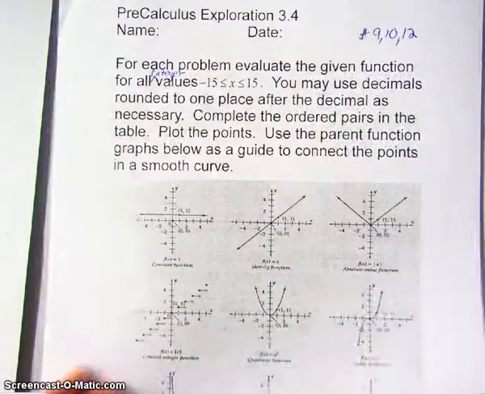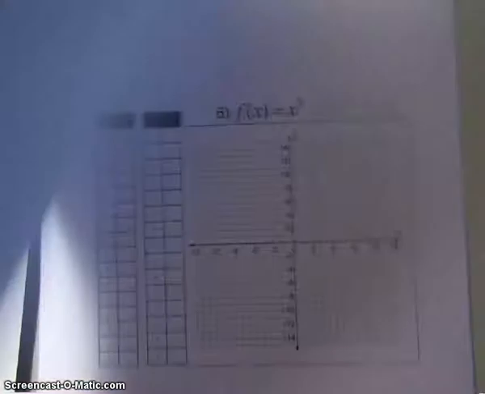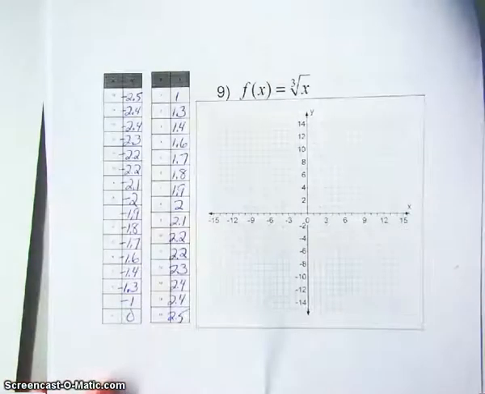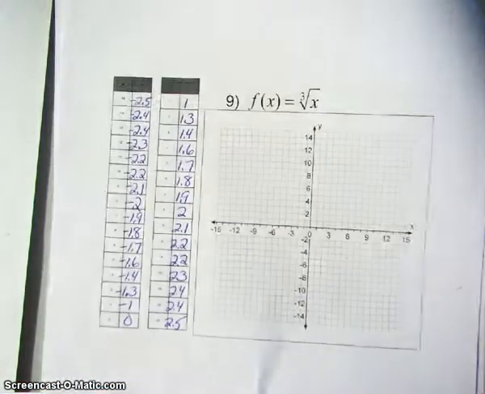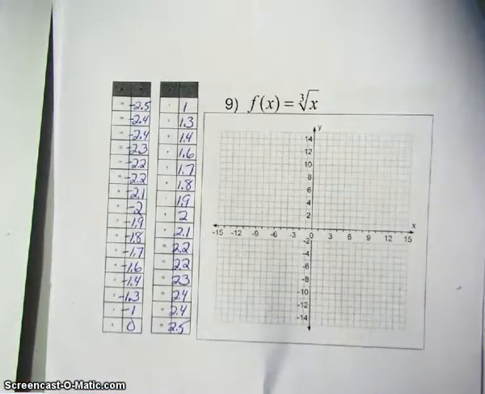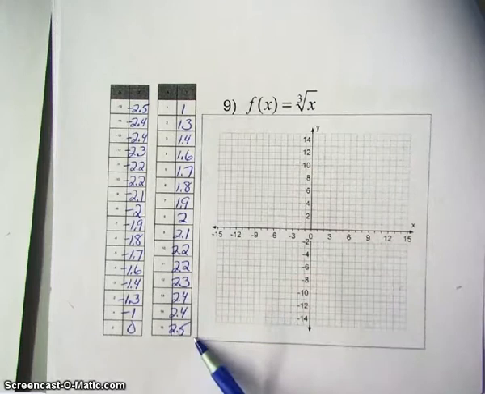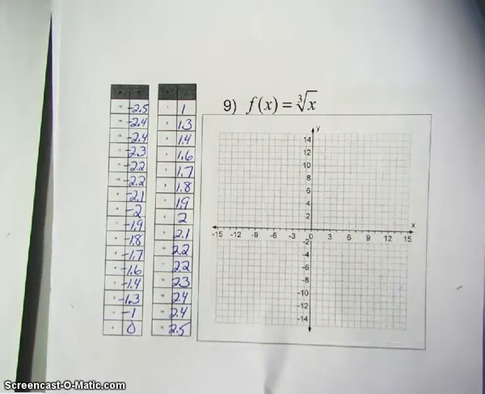All right, so I'm going to flip to problem 9. All right, here it is. What I've done is I've already calculated all 15 of these y values for you. You should be rounding to one place after the decimal.